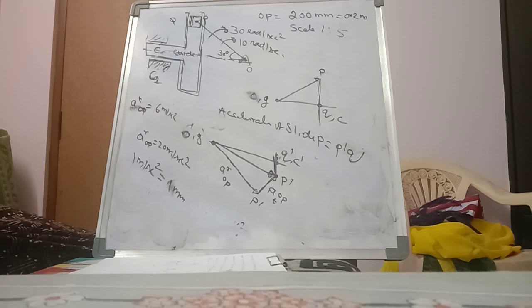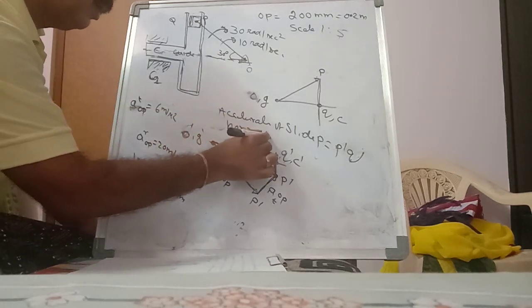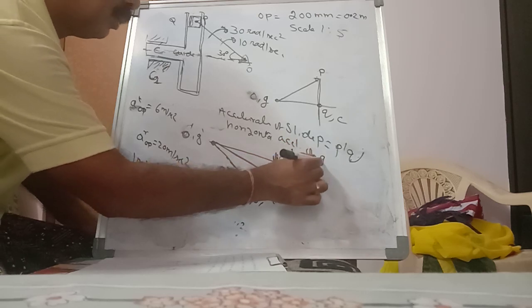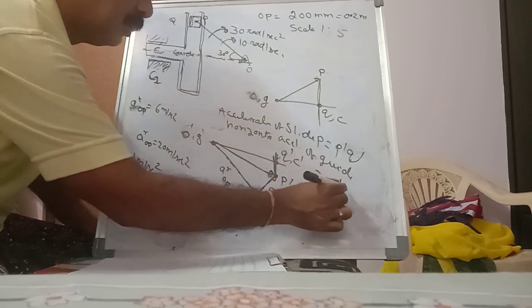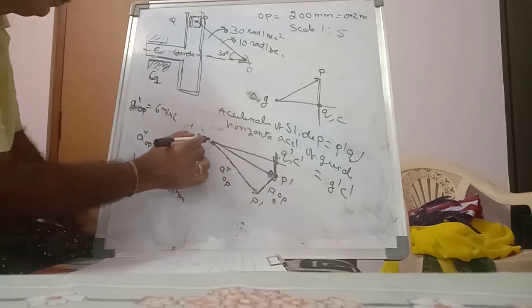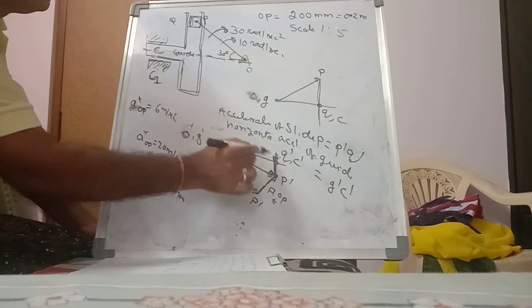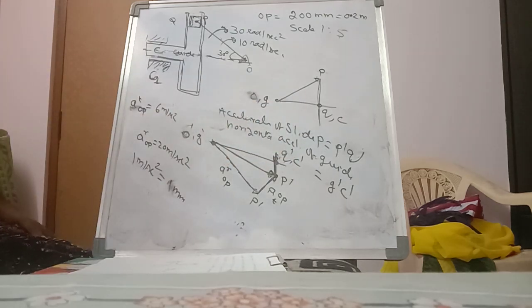Now the horizontal acceleration of the guide is also asked. The horizontal acceleration of the guide is nothing but G dash C dash. P dash Q dash is the acceleration of the slider. So we have to measure these lengths and convert them using the convenient scale. So this is about the Scotch yoke mechanism acceleration diagram. I hope you understood the problem. Any clarifications, contact.